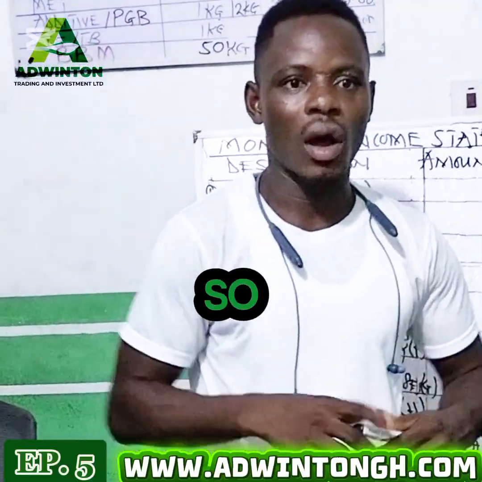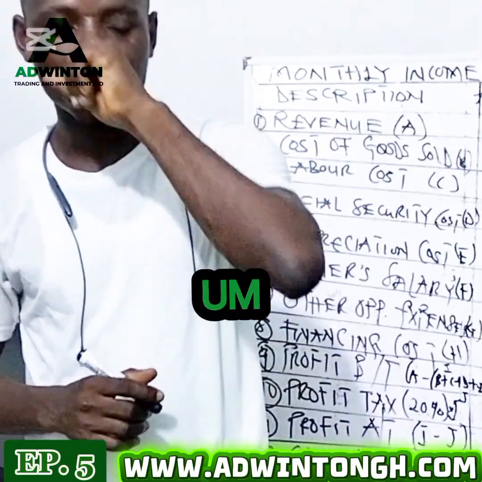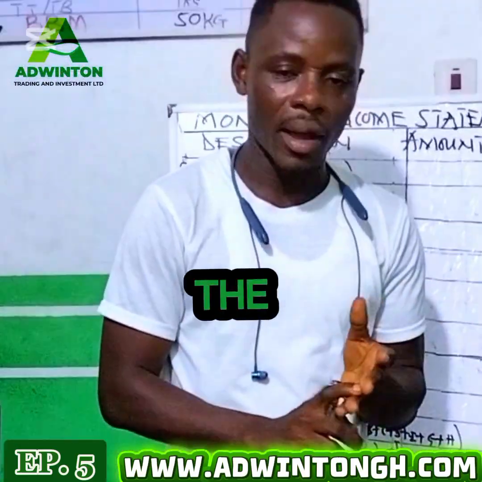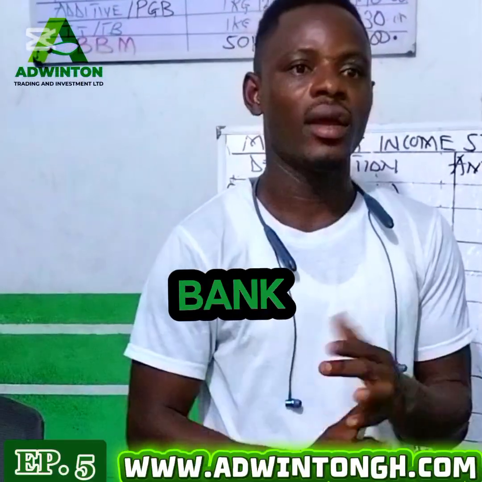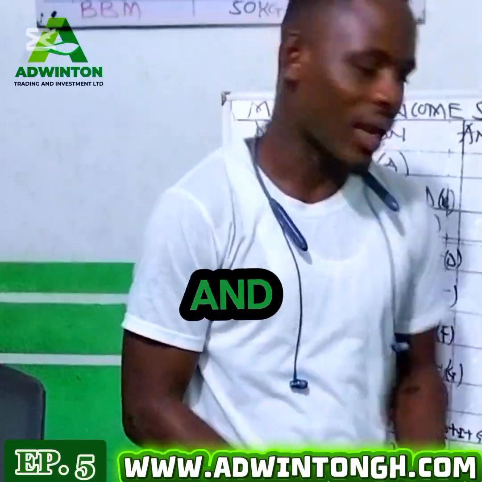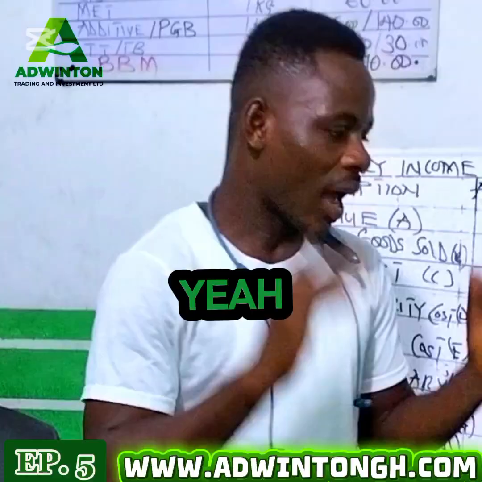Then at the end of every month, you also need to determine your cash at hand. So how do you determine your cash at hand? The cash at hand could be money in your Momo account, the cash sales that you've made and not yet sent to the bank, and the money in your bank account. You sum everything up, and that becomes your cash at hand. You understand?